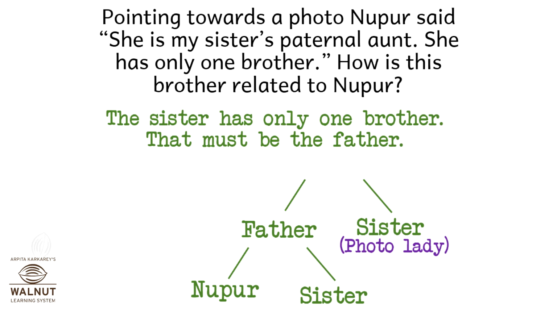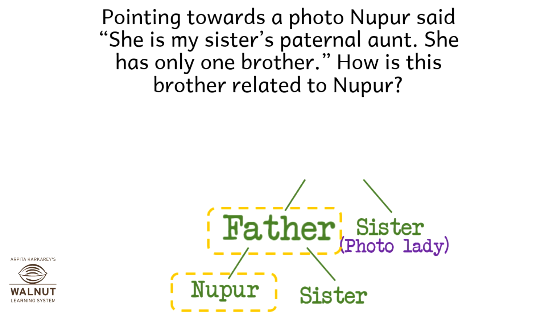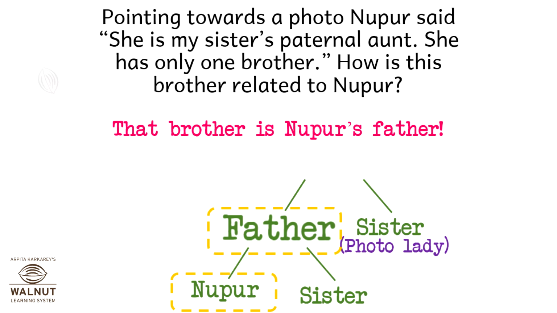The sister has only one brother. So that must be the father. Right? So how is this brother related to Nupur? The brother is Nupur's father. Let's move on.